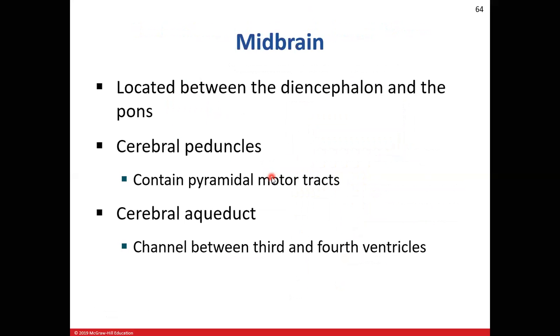So our first portion of the brainstem is going to be the midbrain. Now the midbrain is going to be located between the diencephalon and the pons. You'll notice that the pons is just inferior to the midbrain, but also if you look at the previous two graphics we just looked at, you'll notice that just above the midbrain, we were able to identify the thalamus, which again makes up the largest portion of the diencephalon.